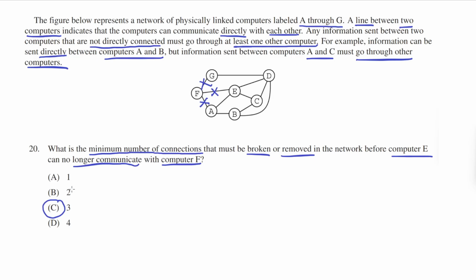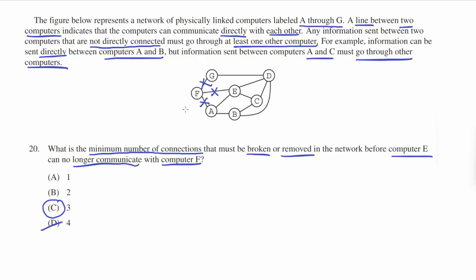So the other answer choices here are wrong, either because one, they don't cut enough wires to completely isolate F from E, or they cut too many wires than are necessary. From this configuration here, we see that obviously we don't need more than 3, we don't need to break more than 3 wires to isolate F from E. So obviously 4 can't be correct.